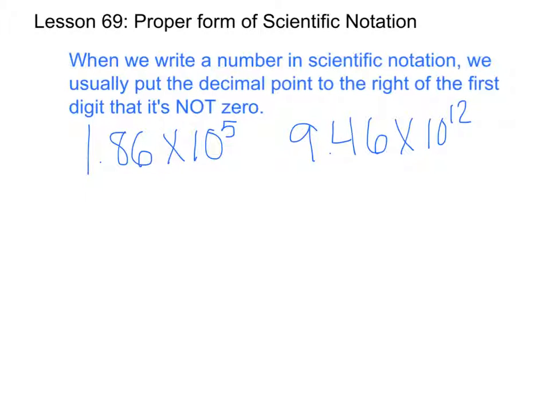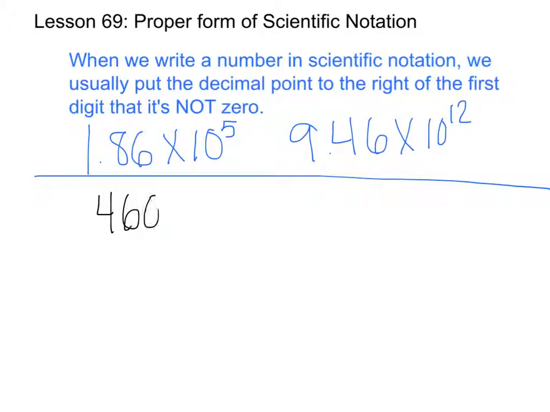Now, in this lesson, however, sometimes with scientific notation, people don't leave it in the right form. So, for example, you might get this: 4,600 times 10 to the 5th power. Is that in scientific notation? No. I don't have a decimal point right after my first non-zero digit like I did up here. So therefore, I want to put my decimal point right here.